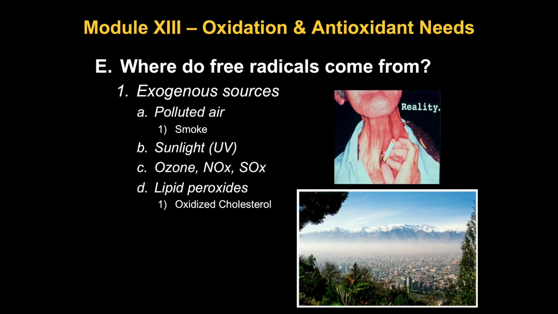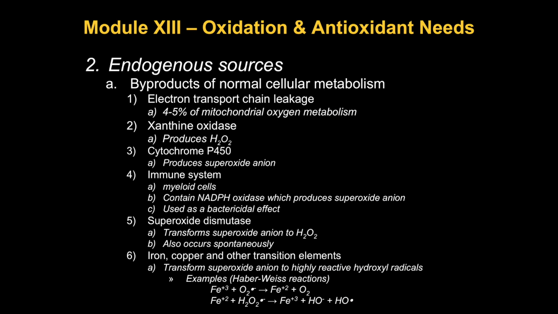If you're in a city where there's a lot of smog, this is an exogenous source of free radicals. The UV light of sunlight is a type of free radical energy. I mentioned the smog, the ozone layer. Lipid peroxides are all sources of free radicals. So in other words, cholesterol that has been oxidized before we ingest it can represent an exogenous source of free radicals. We also have endogenous sources of free radicals.